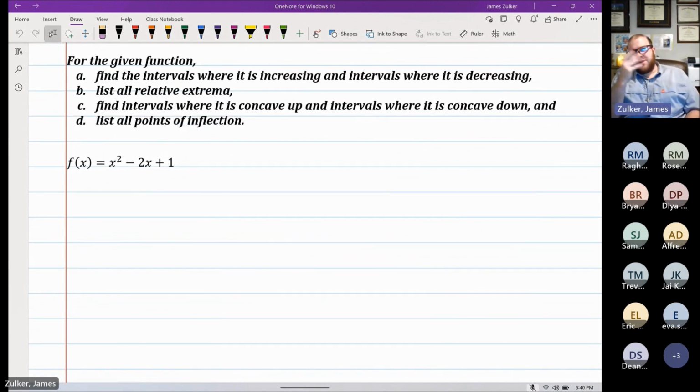And so what we're going to do for all these problems is find the intervals where it's increasing and decreasing. We'll list out all the relative extrema. Find the intervals where it is concave or convex, right? Concave up or concave down. And list out all the points of inflection.